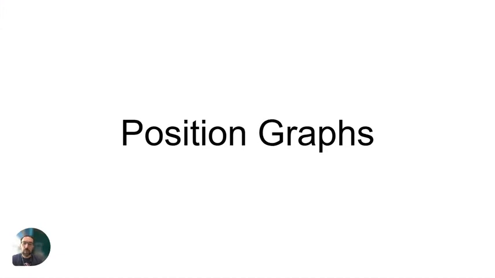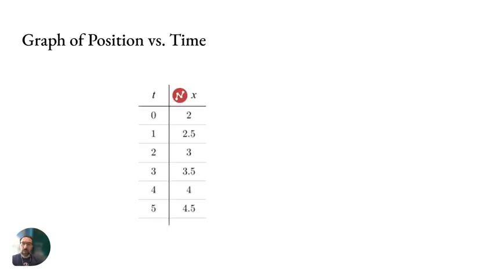Hi, physicists. We're going to look at position graphs. Most often, a graph is going to start with a table of values. Here we have a table of position as time increases. So we start at time 0, go up to time 5. The x value here is the position, which starts at 2, goes up to 4.5.